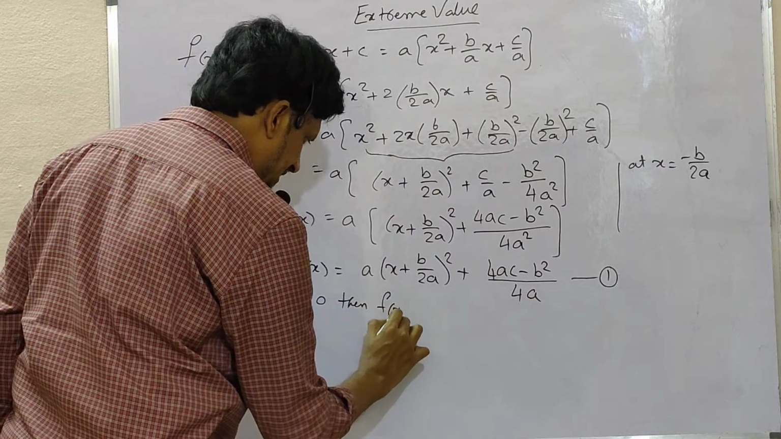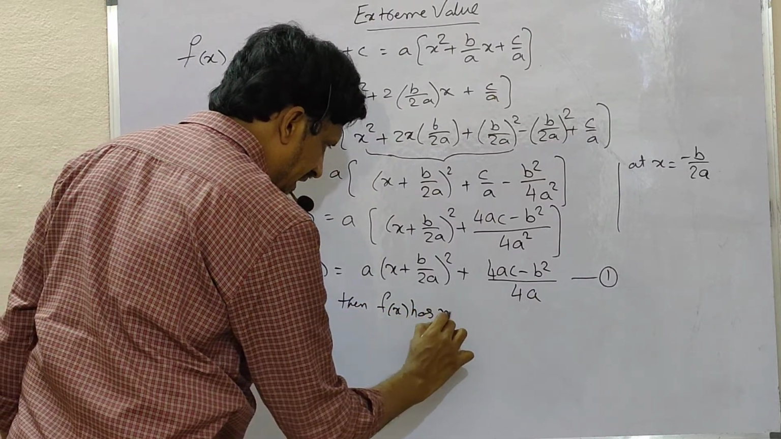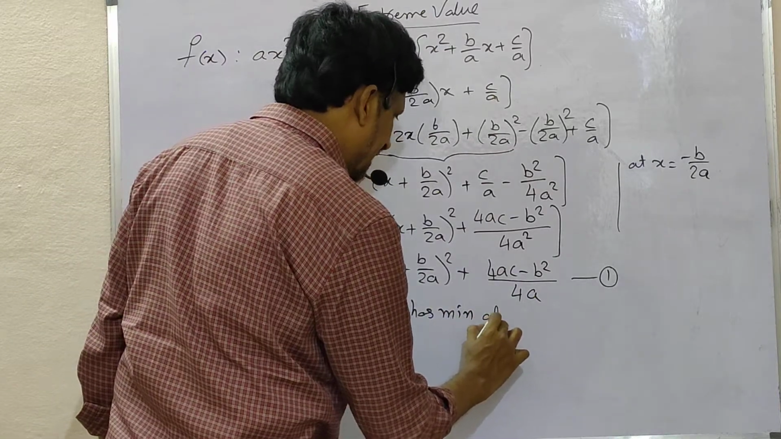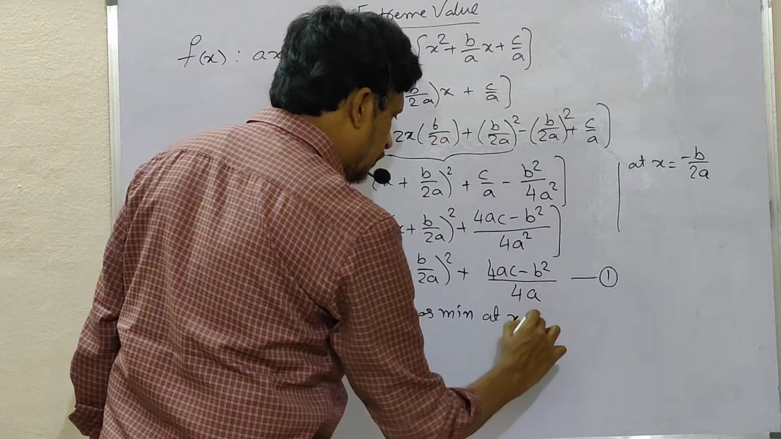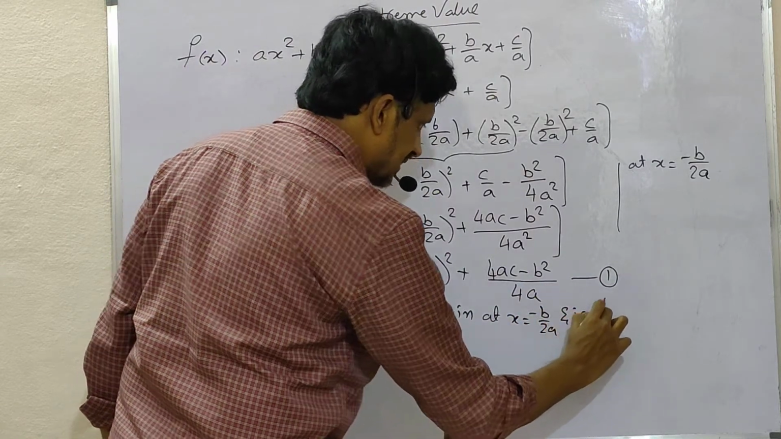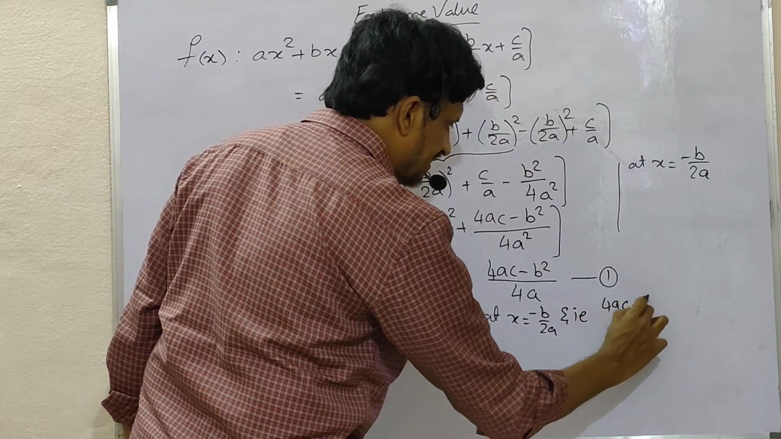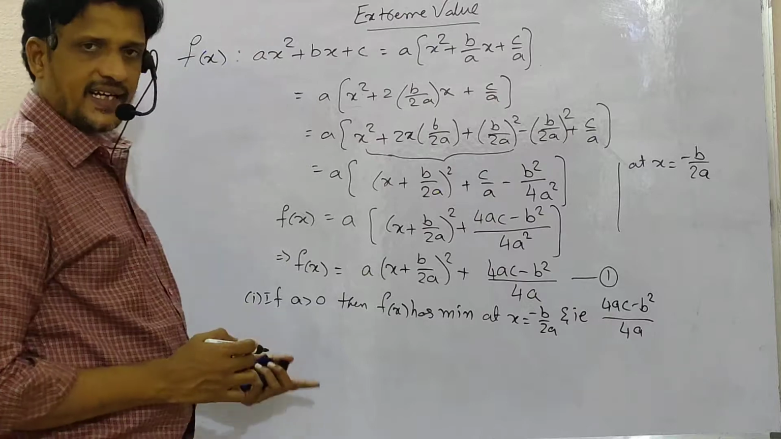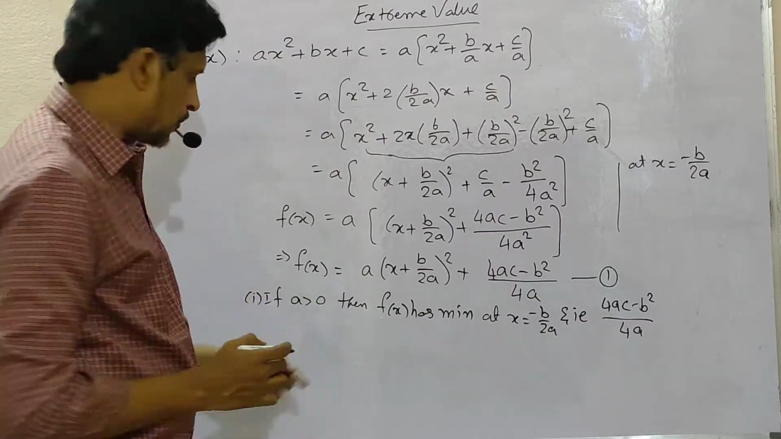So then f of x has minimum at x equal to minus b by 2a, and that is (4ac minus b square) by 4a. Let me complete the second case also, then again we will discuss these two together.